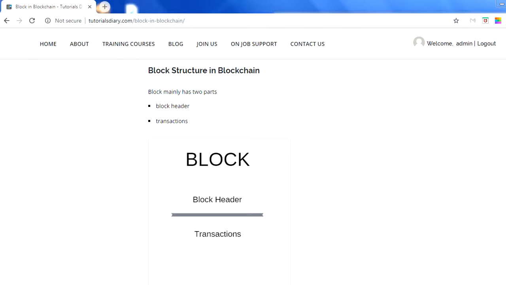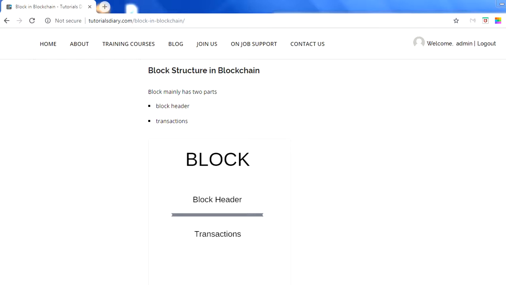The block is a very basic concept which we should understand before we go further to the development phase, because every piece of information which gets stored in a blockchain is going to get stored in a block only. Now the question is how that information gets stored in a block. There are different kinds of structure in every platform.